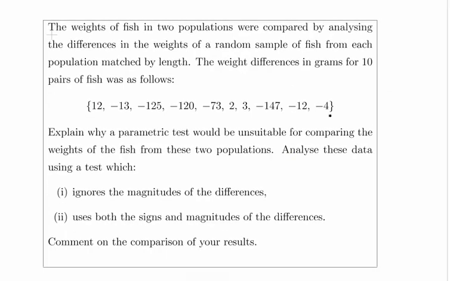So here's a worked example, and I'm going to go through this very quickly. The weights of fish in two populations were compared by analysing the differences in the weights of a random sample of fish from each population matched by length. So it's paired data here essentially. The weight differences in grams for the 10 pairs of fish were as follows: 12, -13, -125, -120, 2, 3, -147, -12, -4.